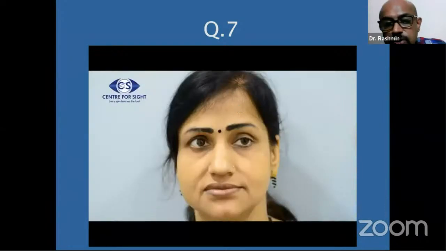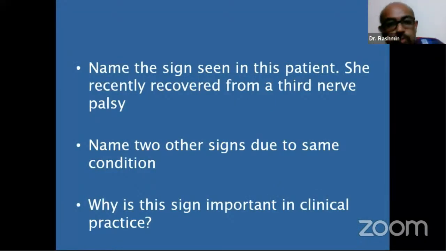This is the situation where questions would guide you. If you look at the question, you know what you're dealing with. Anybody else? Harsh? Pseudo-Graefe sign, sir. Fantastic. Well done. So it is a pseudo-Graefe sign, which is seen in which condition? Aberrant regeneration of the third cranial nerve. Name the other two signs.